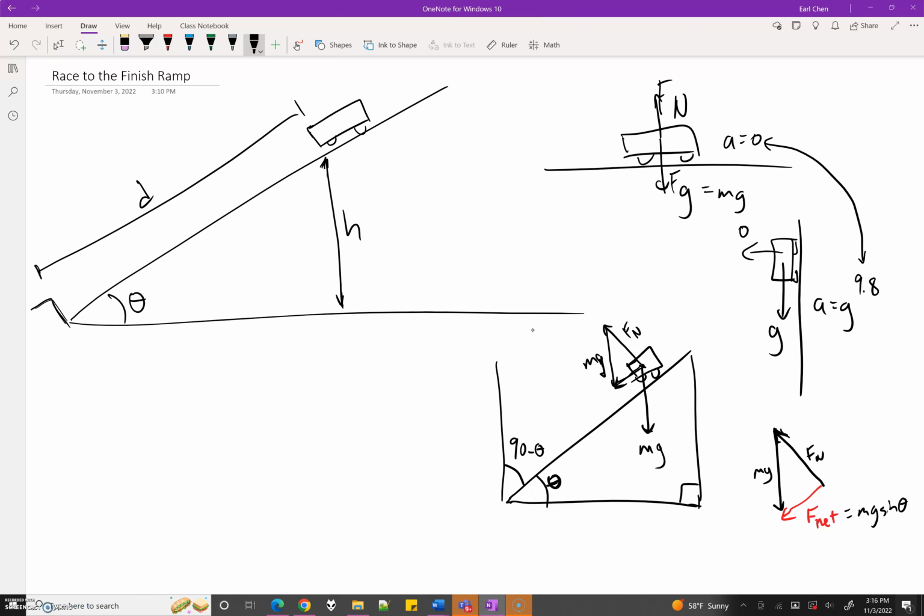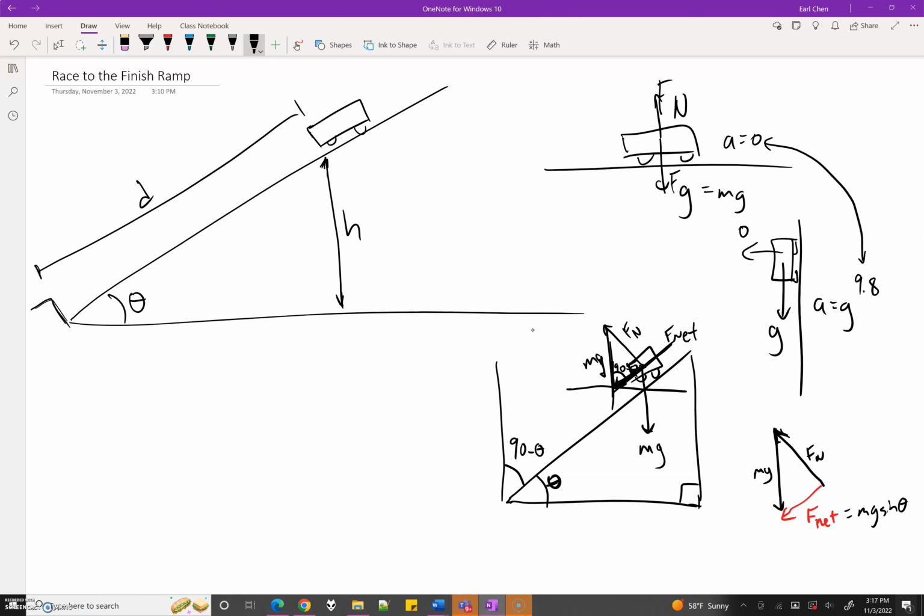Okay. So this angle is 90 minus theta. And if this is straight up, and we draw this line, we know that MG, or sorry, F net is parallel to this angle. So this is 90 minus theta.